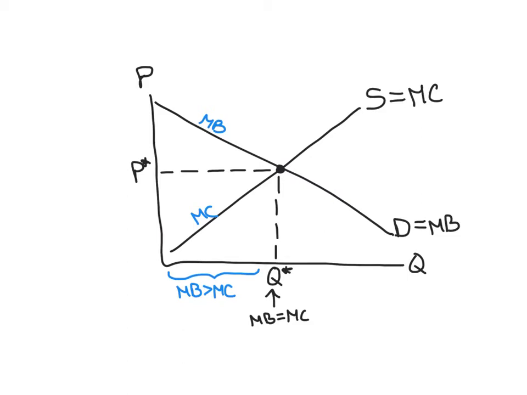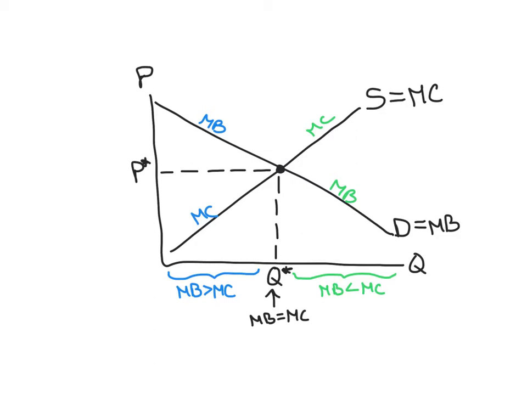On the other hand, if we see the market go beyond Q star, somewhere here to the right, now marginal benefit is down here because the demand curve is lower, and marginal cost is way up here. So marginal benefit is less than marginal cost. And this doesn't make any sense.